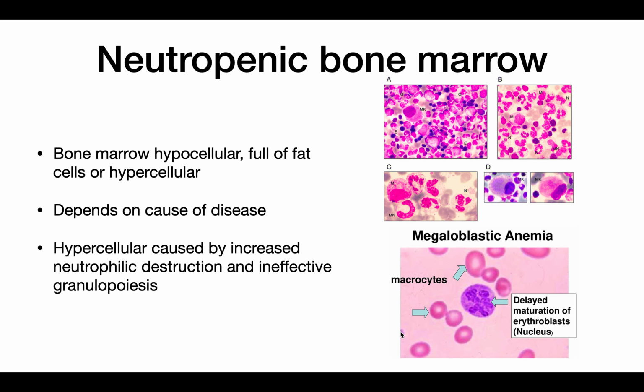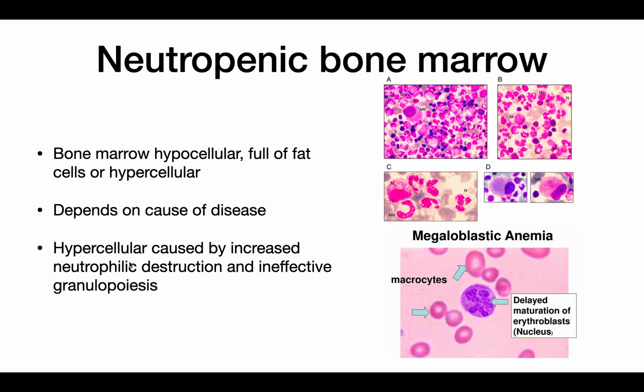Okay, so a neutropenic bone marrow is when the bone marrow is full of fat cells, and it can be hypocellular in regards to the white blood cell or red blood cell precursors, or hypercellular, and it's going to be a sign of one of the cancers where the cells cannot escape. So it will be packed full of these cells, and they're all immature. So it depends on the cause of the disease.